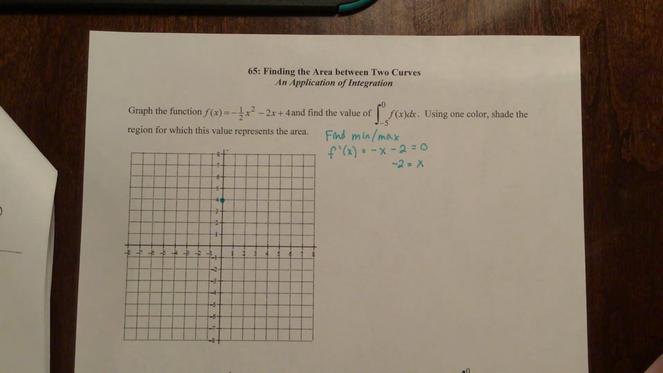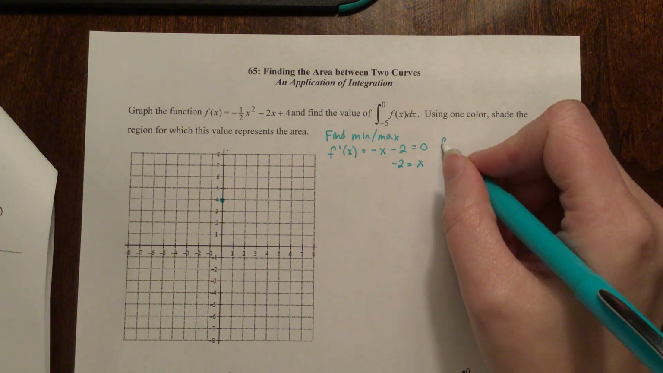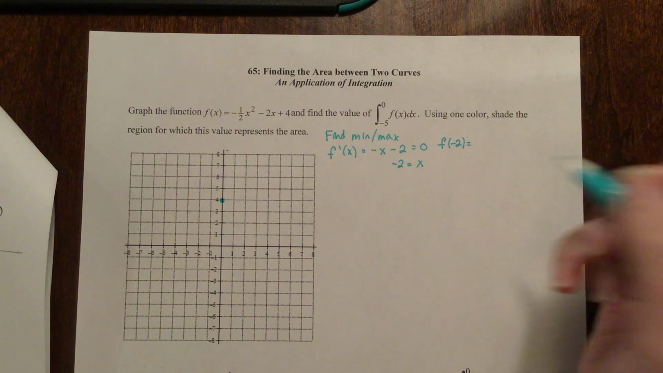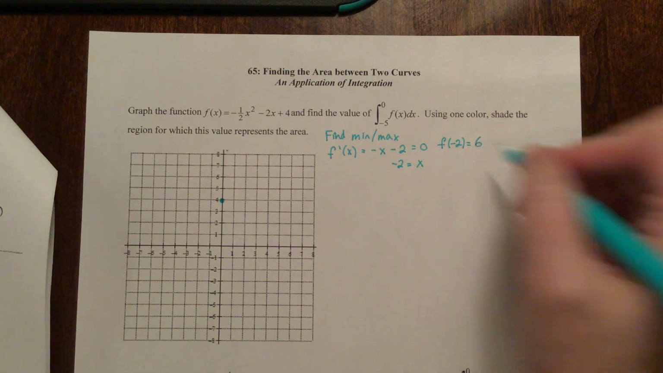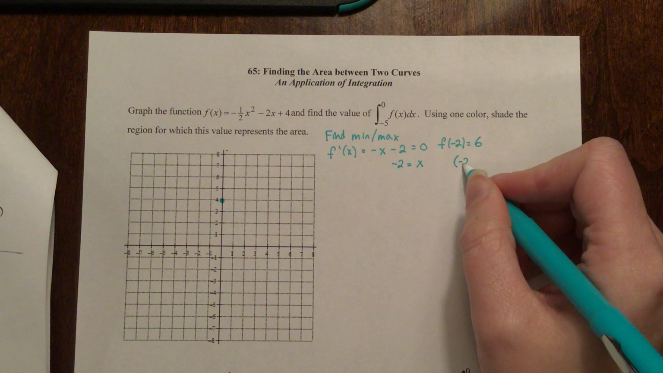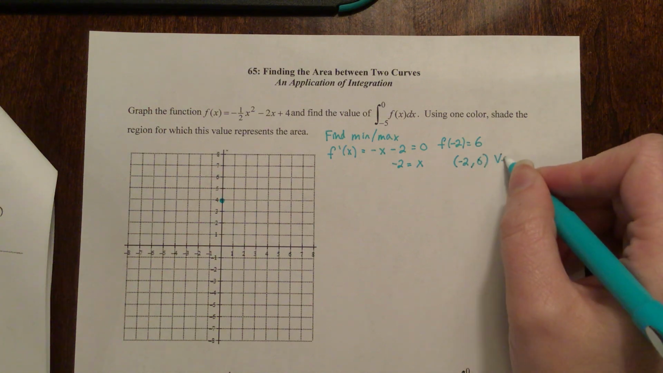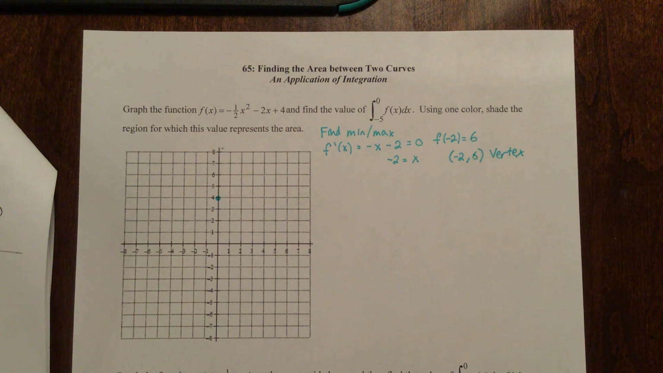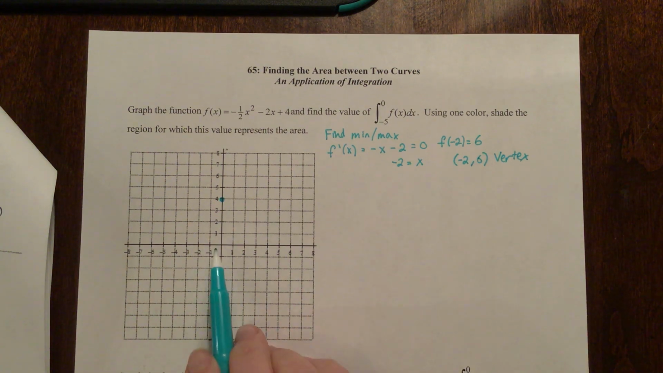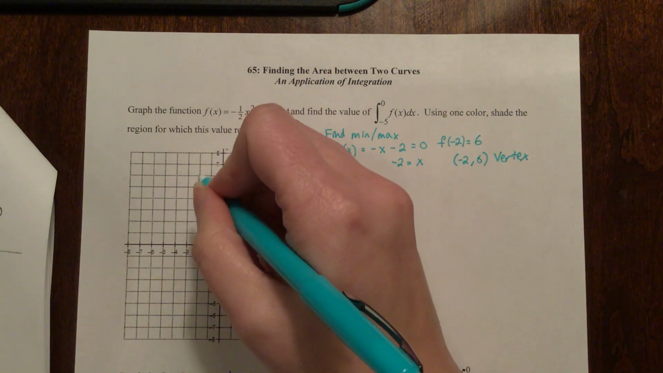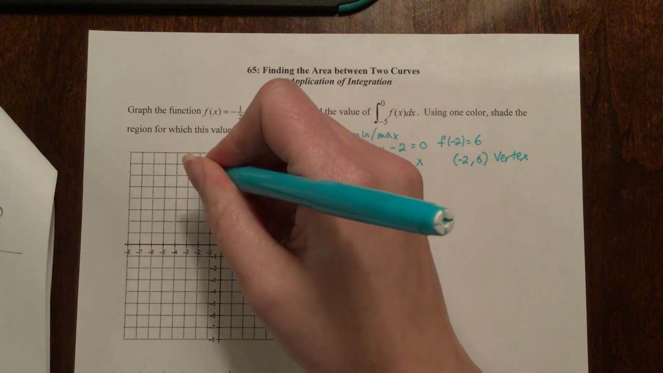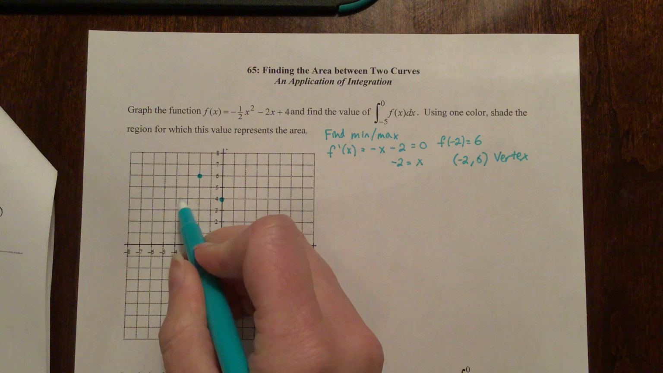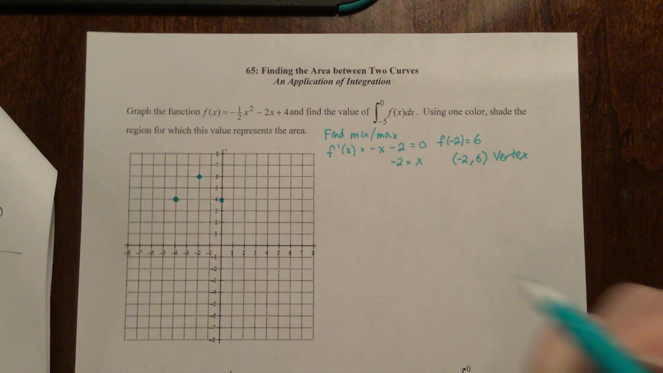Okay, then we plug that in to f of x to find the y value. F of -2 equals, and we can do this math, we get 6. So -2, 6 is the vertex of our parabola. Cool. -2, 6, boom, right there. Here's our axis of symmetry. I'm not going to draw it, but this point is going to reflect across the axis of symmetry and go here.